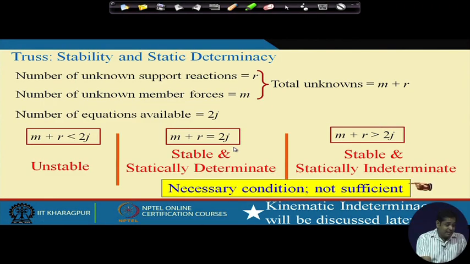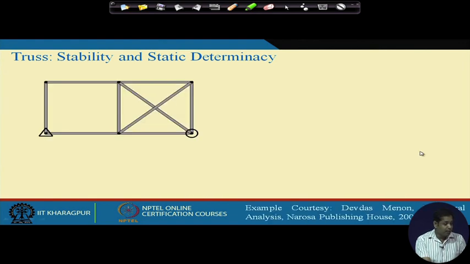But you see, when we say that this is statically determinate and this is statically indeterminate just based on these conditions, there are counter examples which show that though these conditions are satisfied, the structure behaves in a different way. So these conditions are necessary, but not sufficient to make any comment on the stability of the structure. Just to give you some examples, take this one.